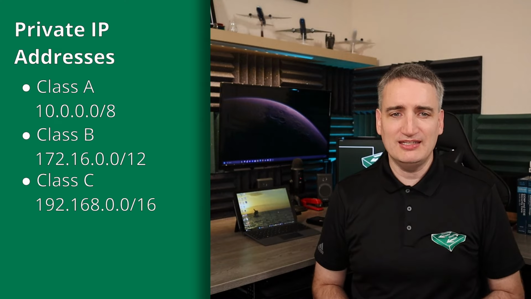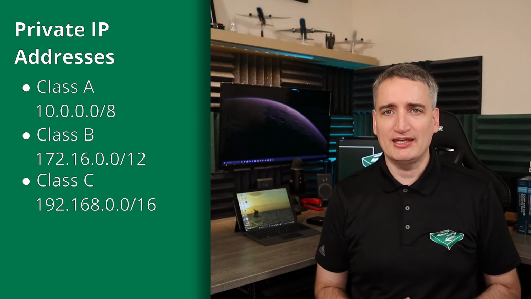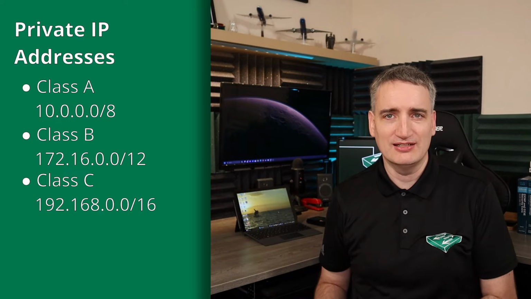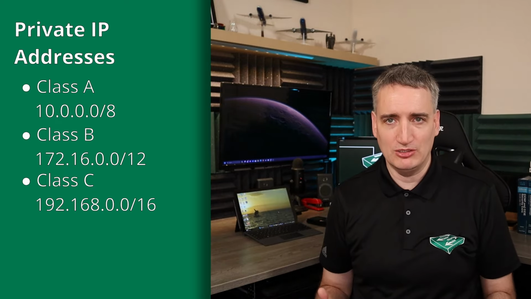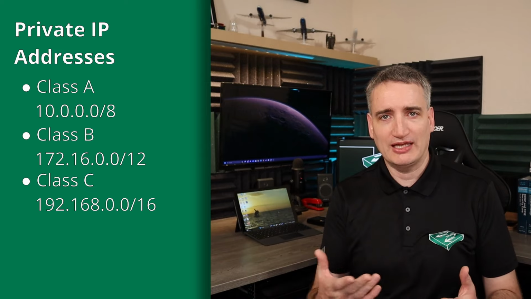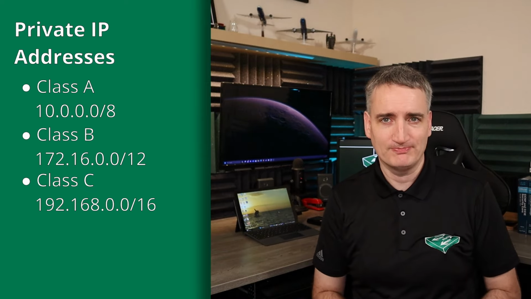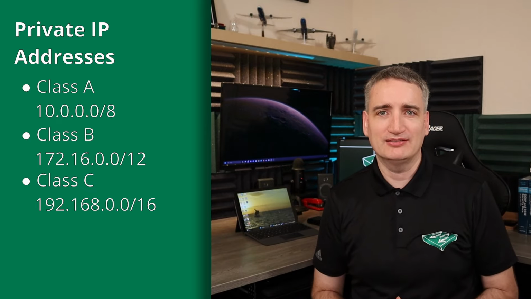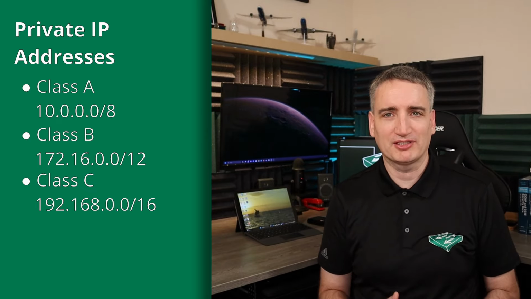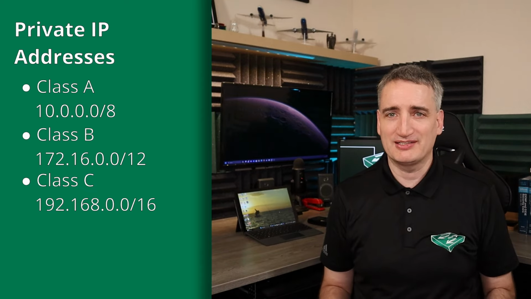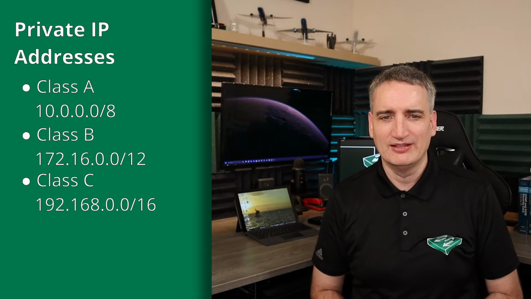For class C, it is going to be 192.168.0.0/16, which would then be broken up into a bunch of /24 IP addresses. Okay, the class A private IP is a classful IP space, but the class B and C IP addresses are oddly enough an example of supernetting.